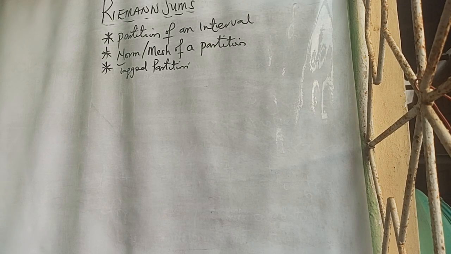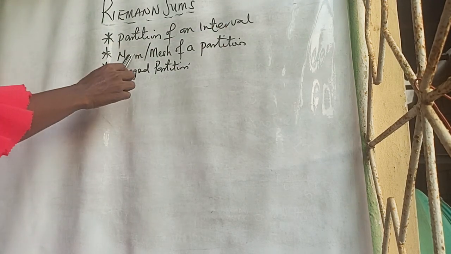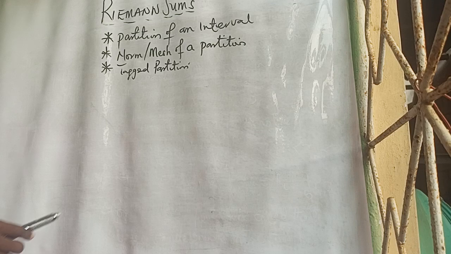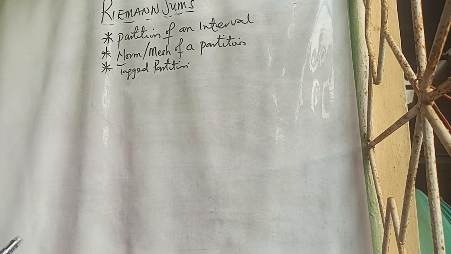Today, we'll be talking about some definitions in the Riemann sums. We want to look at how to describe or define the partition of an interval, the norm or mesh of a partition, and what we call the tagged partition.